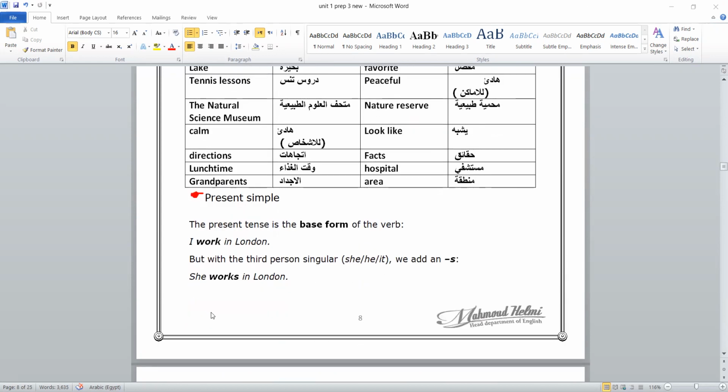The present simple has been taught to you many times, from primary to grade one and grade two, intermediate, and this year we will study the present simple again, but we will see something new about using the present simple for scheduled events.